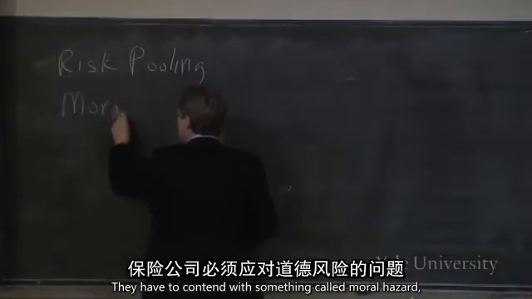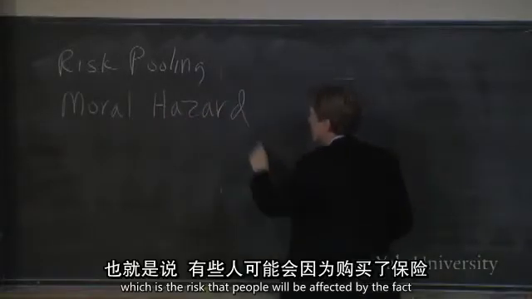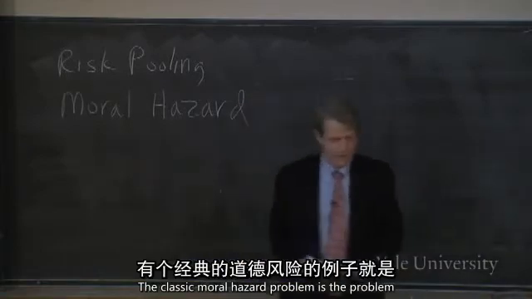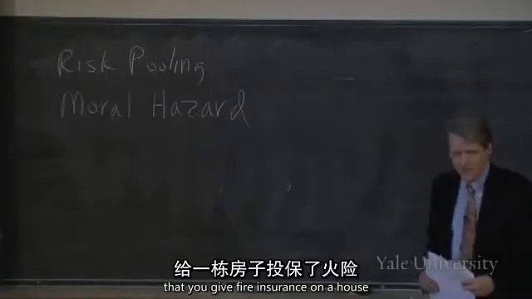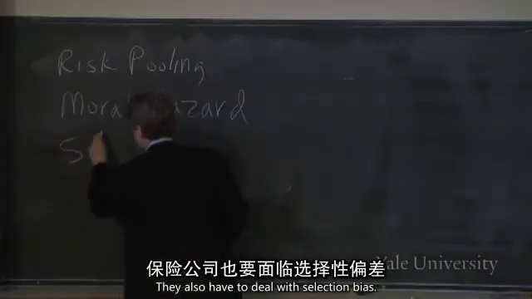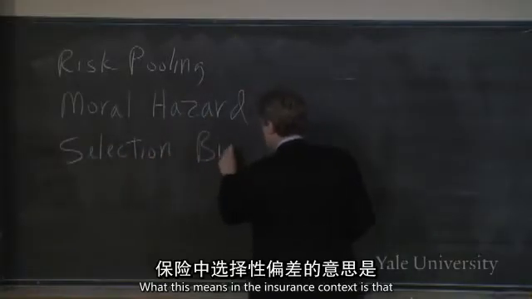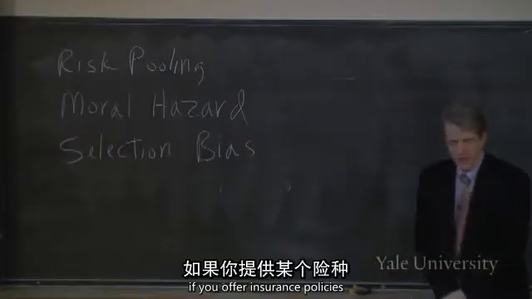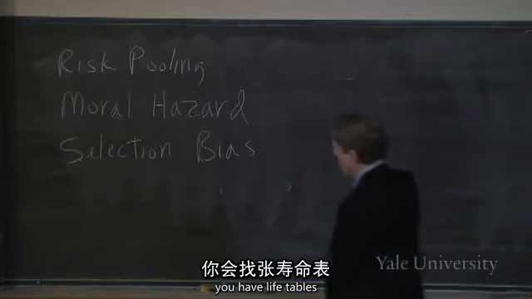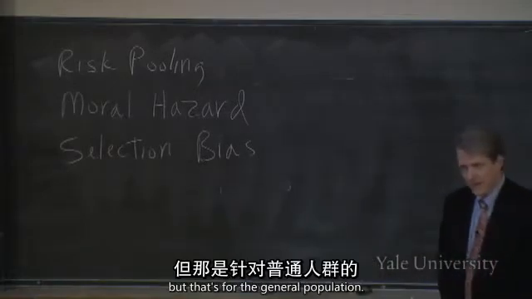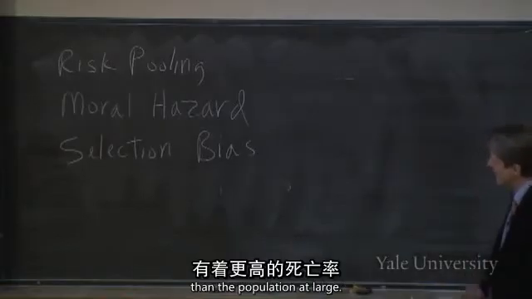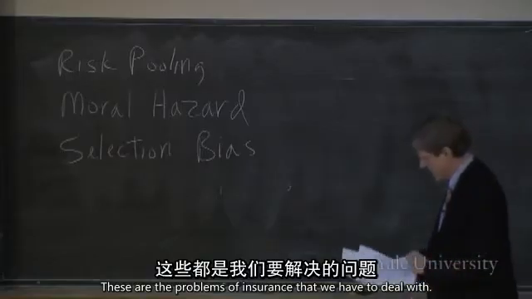They have to contend with something called moral hazard, which is the risk that people will be affected by the fact that they're insured and then do something bad. The classic moral hazard problem is that you give fire insurance on a house, and so someone burns down the house in order to collect the insurance. And they also have to deal with selection bias. What this means in the insurance context is that if you offer insurance policies, you will tend to attract people who are higher risk. All right, so if you offer life insurance, you have life tables which give you probabilities of dying at various ages, but that's for the general population. All the sick people will come to you to buy life insurance, and they will turn out to have a higher death rate than the population at large. So these are the problems of insurance that we have to deal with.